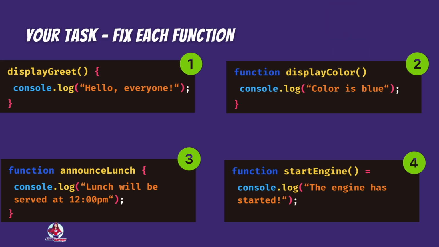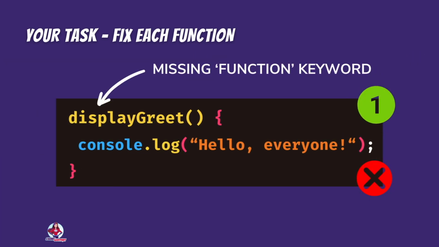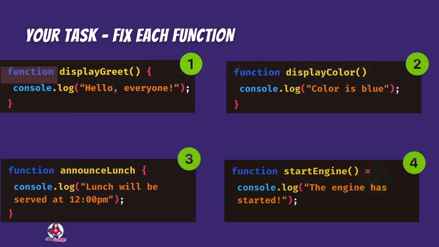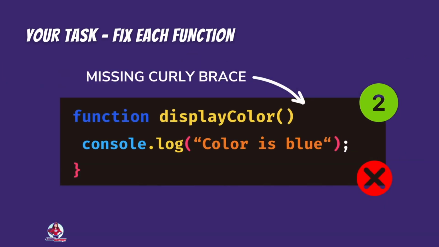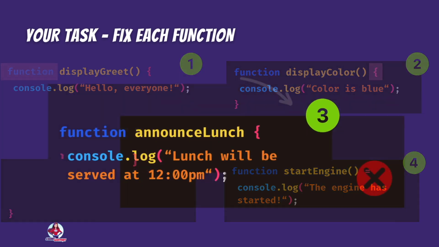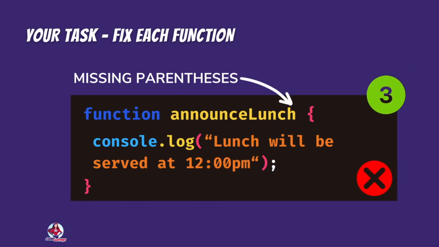And how did it go? Let's go through all the functions together and see what's wrong with them. In the first example, everything looks quite good, except for one important detail. The keyword function is missing, right? In the second example, one of the curly braces is missing. The function won't work without it. In the next function, another important element is missing. This time it's the parentheses.